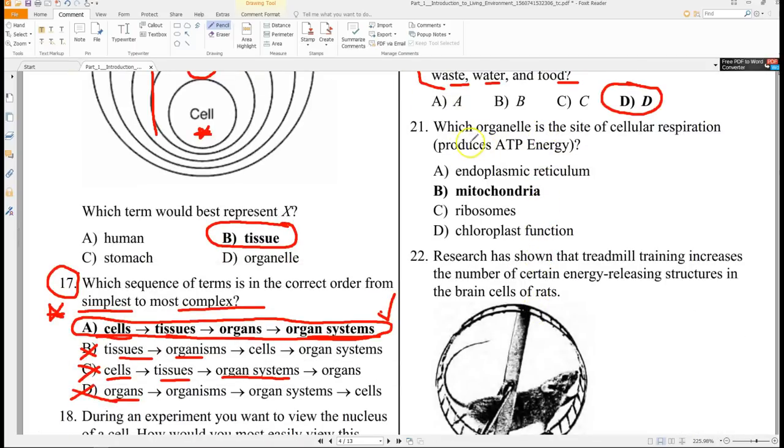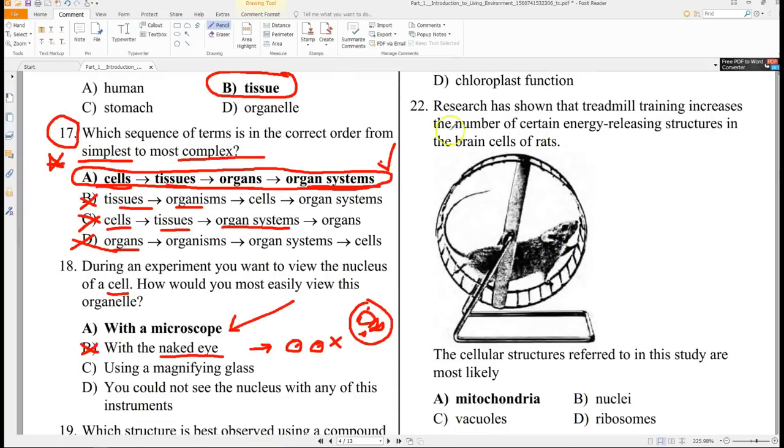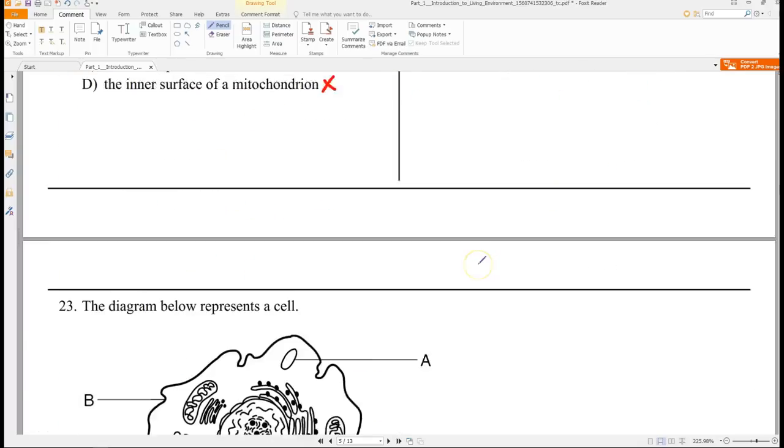Next, moving on. Which organelle is the site of cellular respiration? ATP energy? Goodness gracious, mitochondria. We've discussed this before. Next question. Research has shown that treadmill training increases the number of certain energy-releasing structures in the brain. Energy, ATP, mitochondria better be there, and it is. The cellular structures referred to in this study are most likely mitochondria.